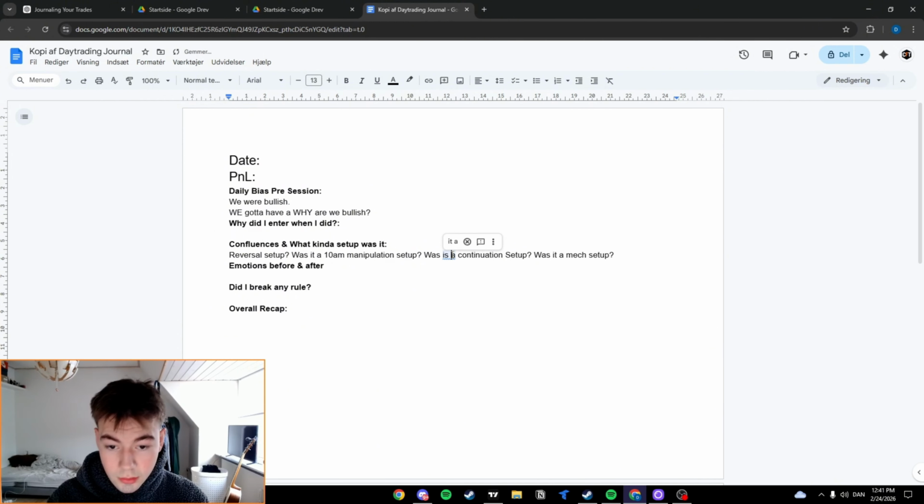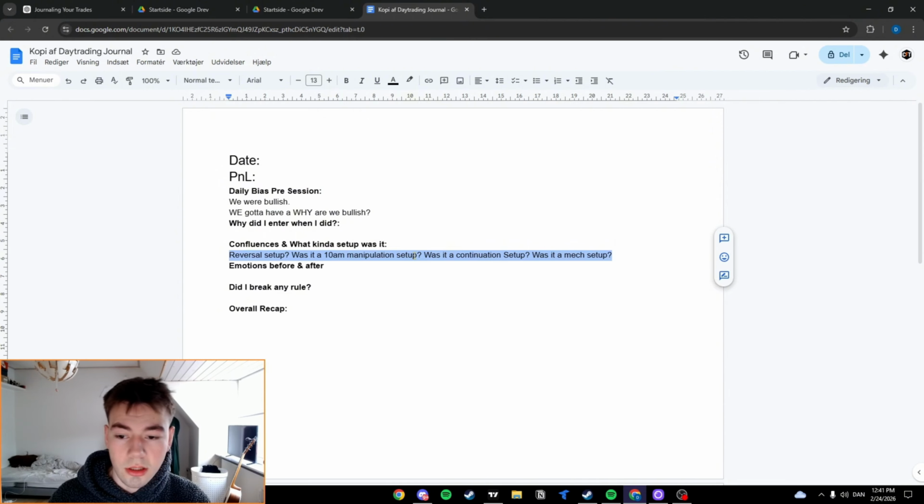Okay, these are things you want to take account of because, if you write it many times, you'll see what kind of setup actually has the highest win rate, obviously. So, yeah, confluences: did we sweep liquidity? Are we in a higher time frame fair value gap? Are we in EQ of the range? Blah, blah, blah, all that. And what kind of setup was it?